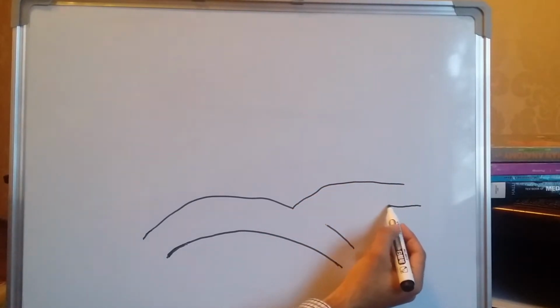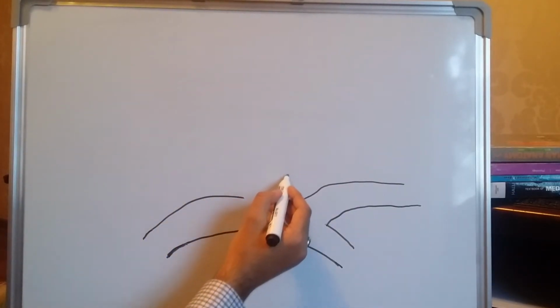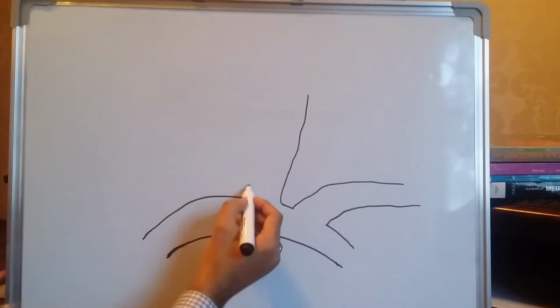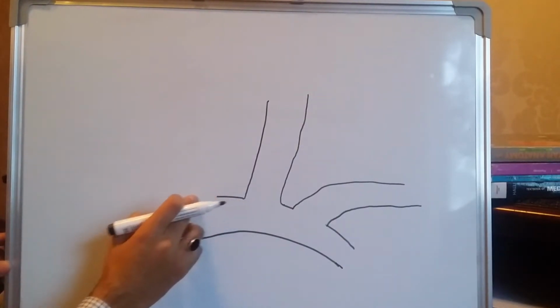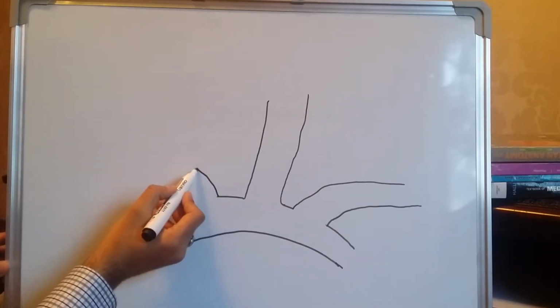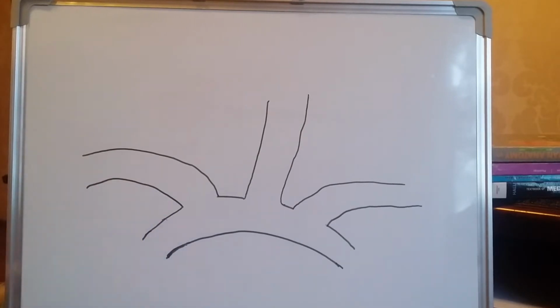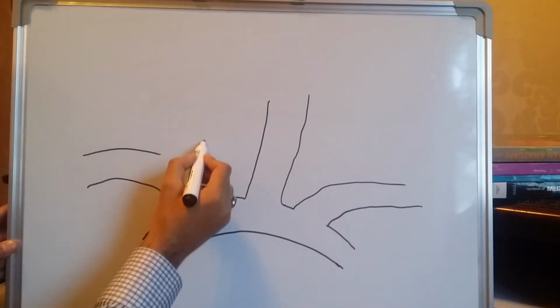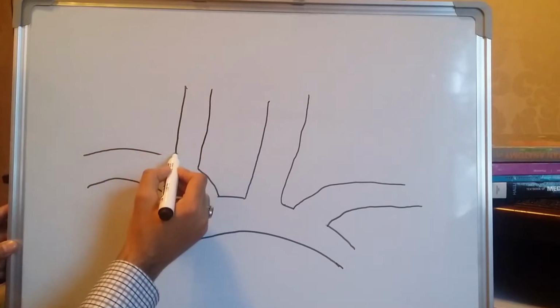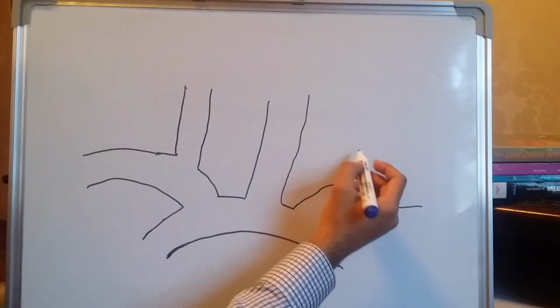The first branch is the left subclavian artery. After this, the left common carotid artery, and after that, the third branch, the brachiocephalic artery. The brachiocephalic artery further gives a branch which we call the right common carotid artery.